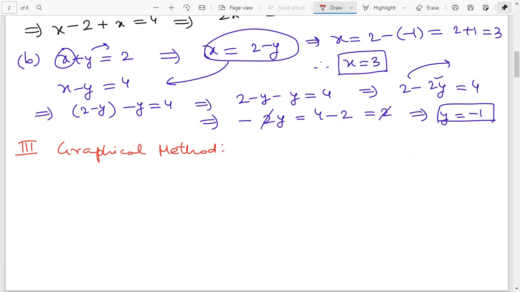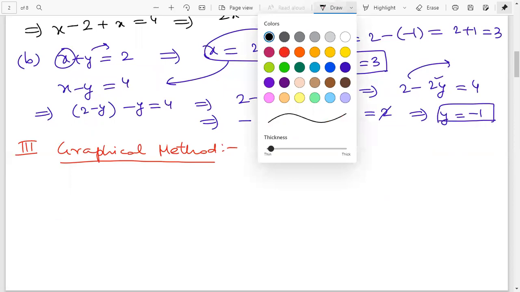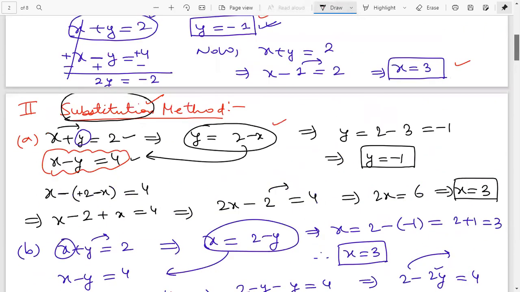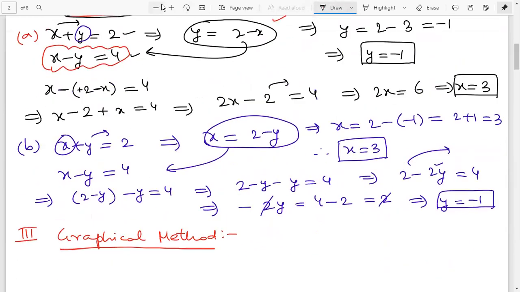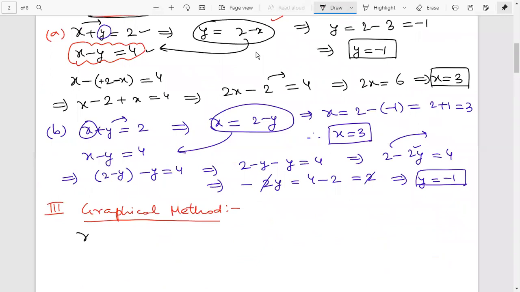The cross multiplication method is also there, that we'll see after this method. So let me write the equations once again. x plus y equal to 2 is the equation. A pair of linear equations: pair means two equations in two variables. The variables here are x and y, for which we are finding the values. So x plus y equal to 2, x minus y equal to 4.